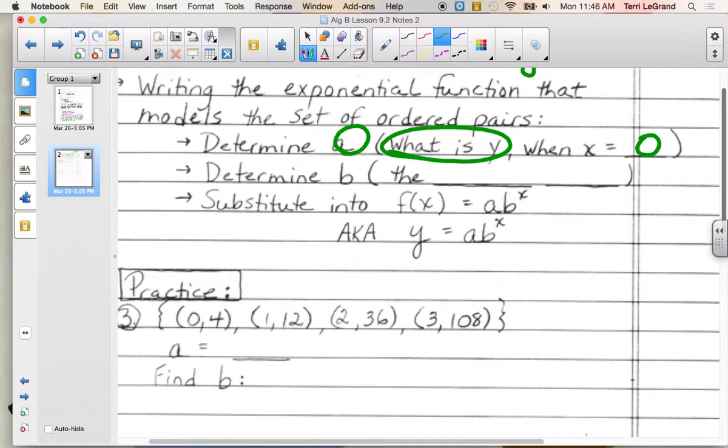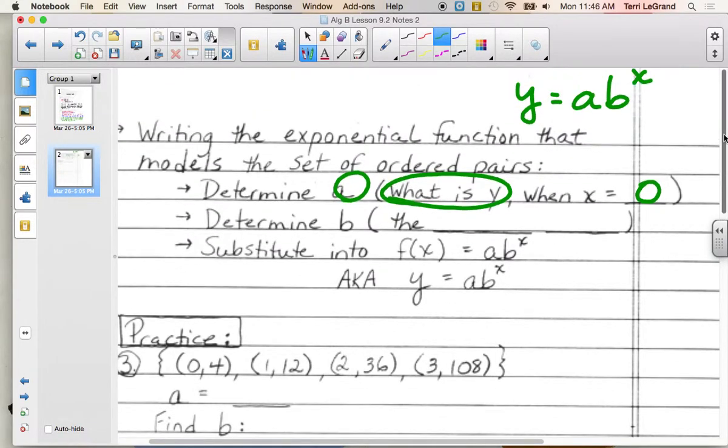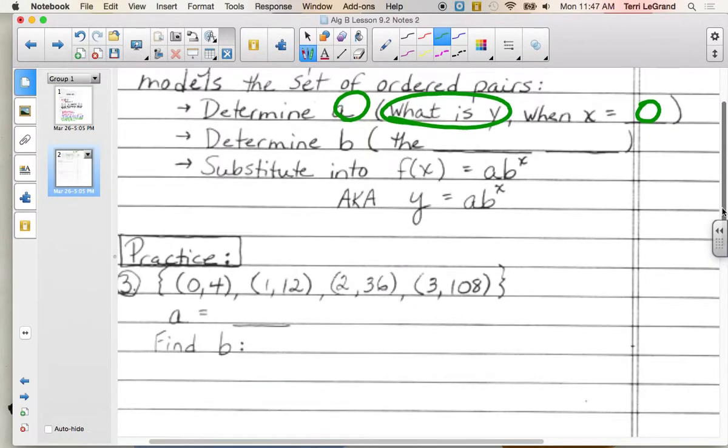Okay, and then determine b. Well, look at our exponential model right here. b is being raised to a power. Remember what I said on Friday that b is really representing? The common ratio, the constant ratio. You can call it either; they both mean the same thing. We should be able to find both of those things. We just found the constant ratio in one on the front.